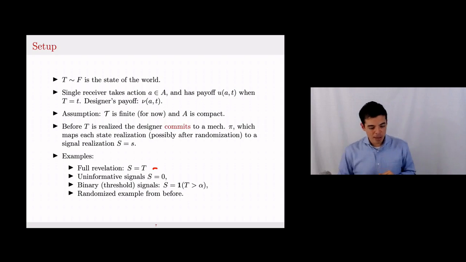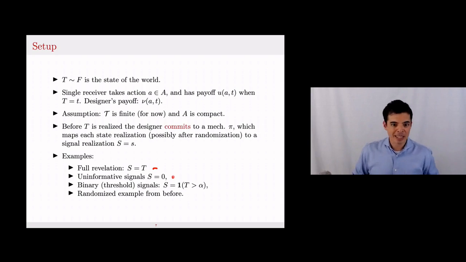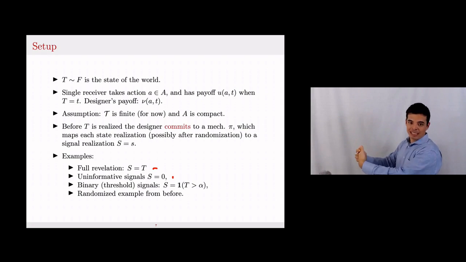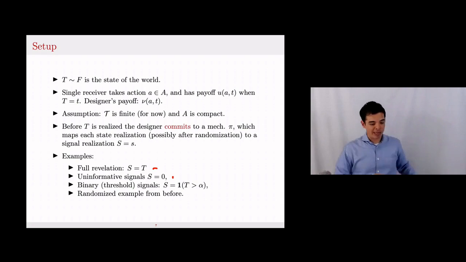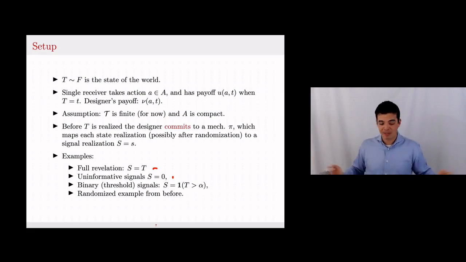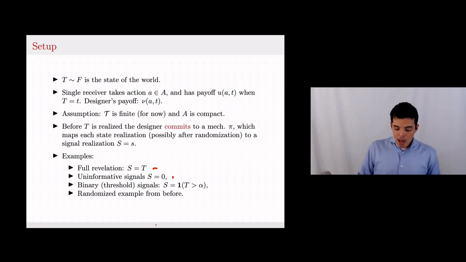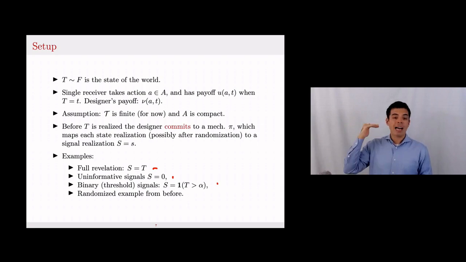So that's allowed. Another example is the uninformative mechanism, which again was a benchmark that we discussed in our first example. If I'm always sending the same signal, regardless of what the state is, my signal is not informative about the state. In that sense, it's an uninformative signal. That's also allowed. I can do something more interesting. I can, for instance, focus on a threshold signal. This is relevant when the state is a real number. I can pick a threshold alpha, and I can reveal whether the realization of the state is above my threshold or below that threshold.